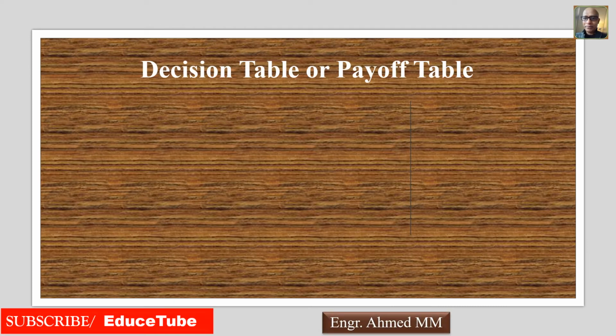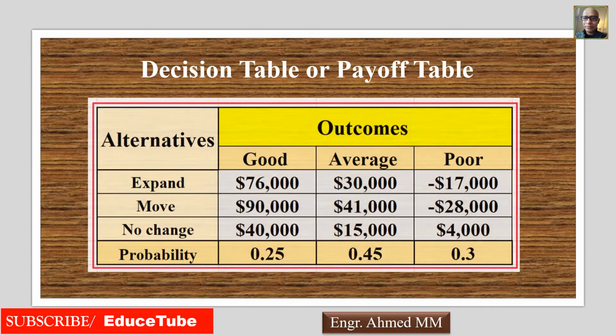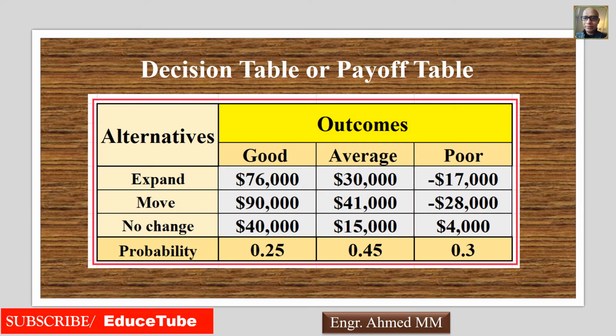So the decision table or payoff table, I am bringing it again here. So from this table, because there are probability values here, 0.25, 0.45, 0.3.